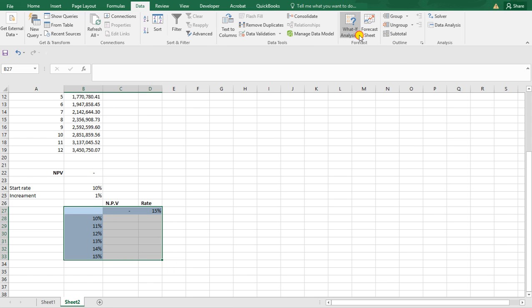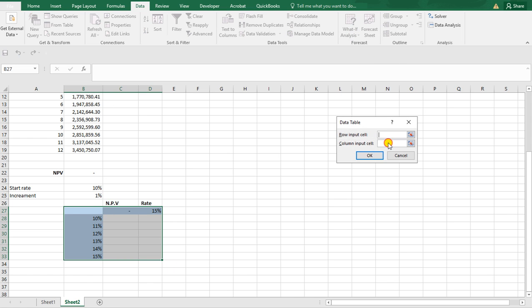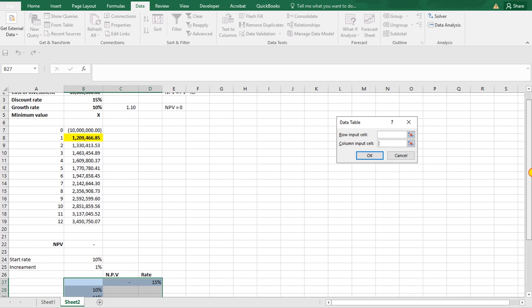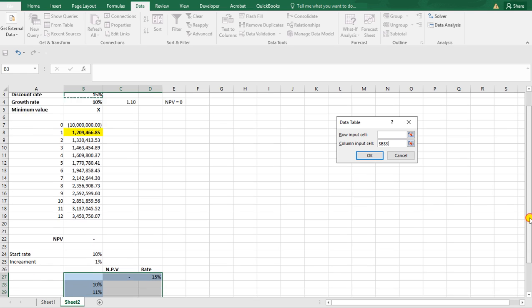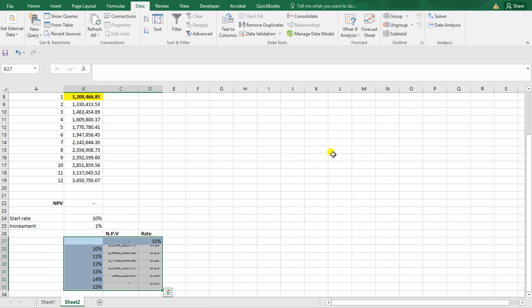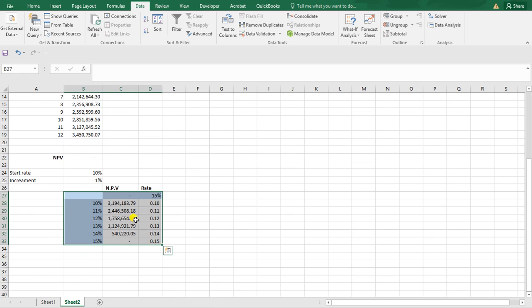So that when you come to what-if analysis, I want my data table and I want to insert our column input cell, because this is our argument, the rates. So I just come to this bit, original input, which was 15%. Now this is where the magic will appear. If I do okay, see what will give us. It will definitely give us our NPV at different rates between 10 to 15%, and having our argument, which we assumed to be NPV equal to 0, or rather when you are looking at break-even point, right?